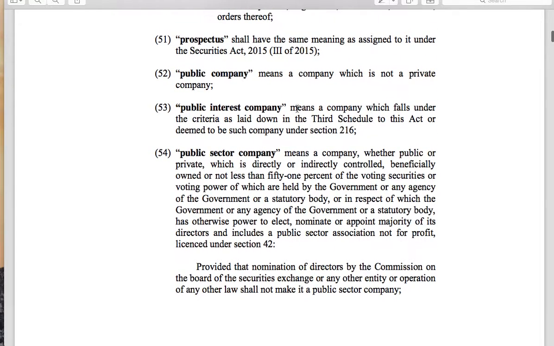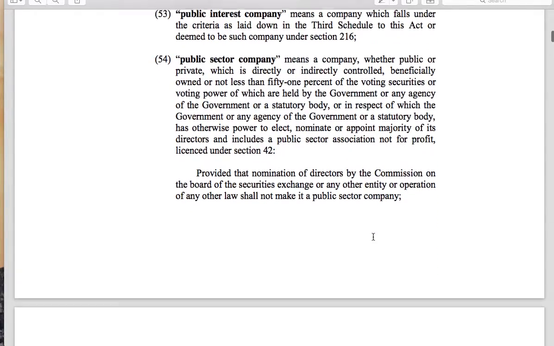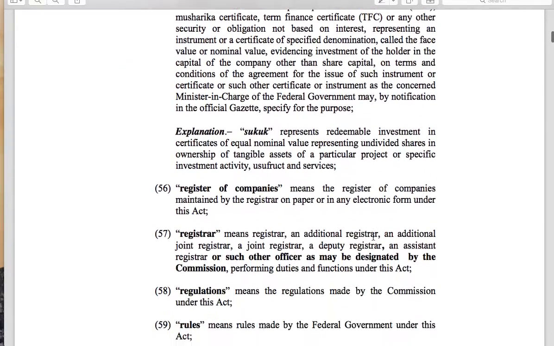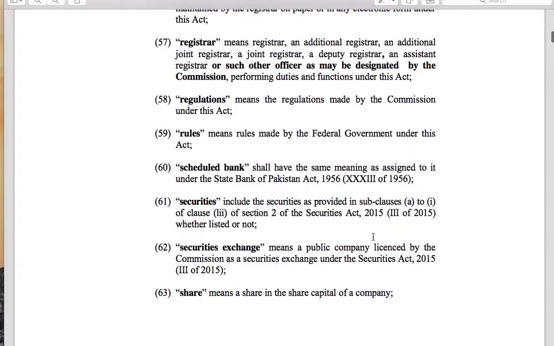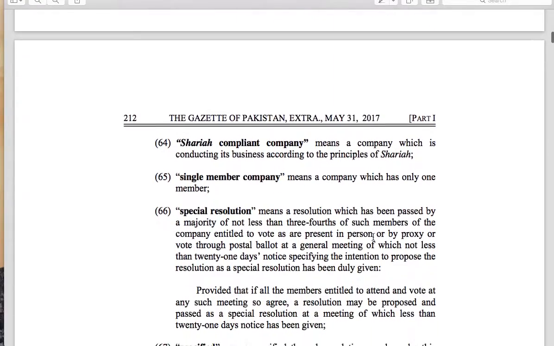Public interest companies are companies where the owner is government or the activities are such which provide facilities directly to the public. Redeemable capital, register, registrar, securities, share there.